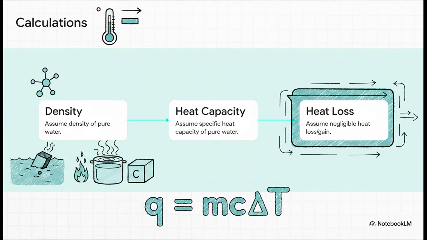When you go to plug that temperature change into your heat equation, which is Q equals mc delta T, the CSEC syllabus demands 3 very specific assumptions to make the math work out. First, you assume the density of the solution perfectly matches pure water. Second, assume the specific heat capacity is that of pure water. And third, assume negligible heat loss to the environment. Without making these 3 assumptions, your lab calculations just wouldn't hold up.